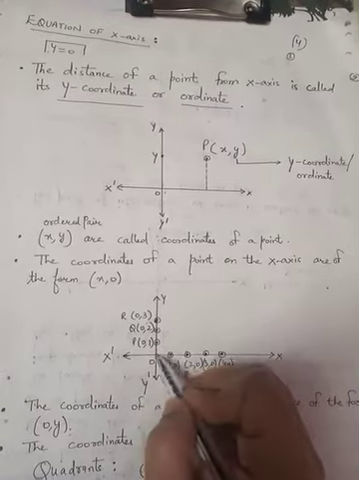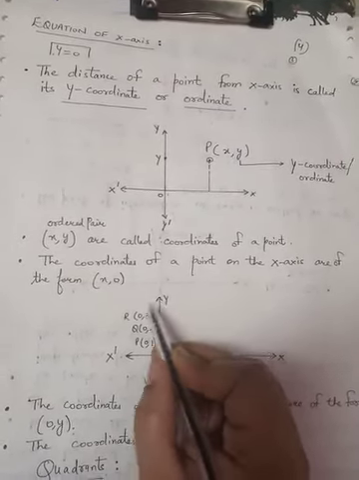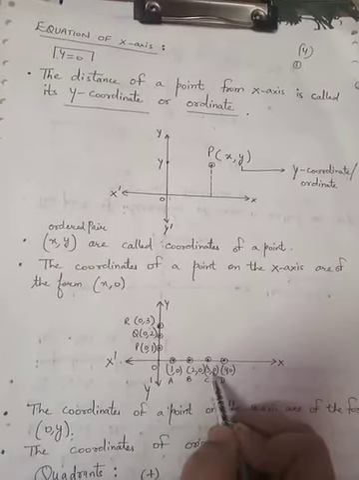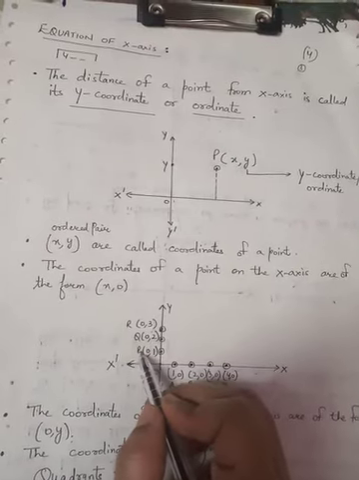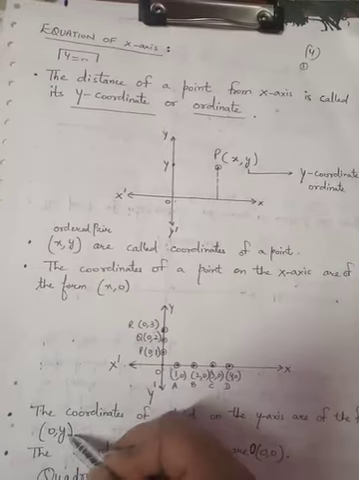Now, for any point on the y-axis, always remember it is opposite. Your x coordinate will be 0. On the x-axis, the y coordinate will be 0. On the y-axis, the x coordinate will be 0. So its general form will be (0, y).